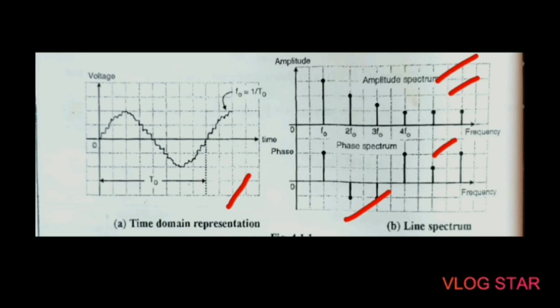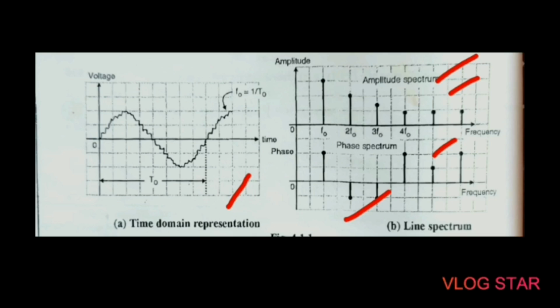The line spectrum is the representation of the same signal x of t in the frequency domain. It can be obtained with the help of Fourier series or Fourier transform. It consists of the amplitude and the phase spectrum of the signal. The line spectrum indicates the amplitude and phase of various frequency components present in the given signal. The line spectrum enables us to analyze and synthesize a signal.